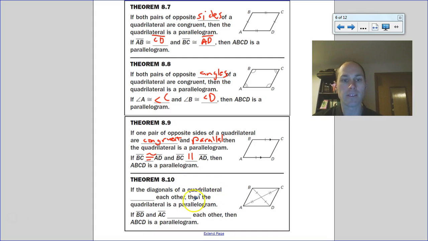Then finally, if the diagonals of a quadrilateral bisect each other, we saw that in parallelograms the diagonals do bisect. So if they do bisect, we know that it is a parallelogram. Okay. So these are properties you want to look for if you want to prove that a figure is a parallelogram.